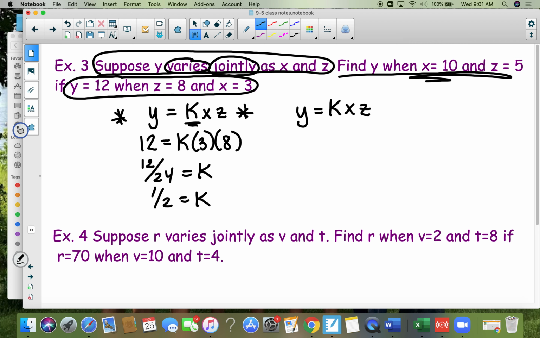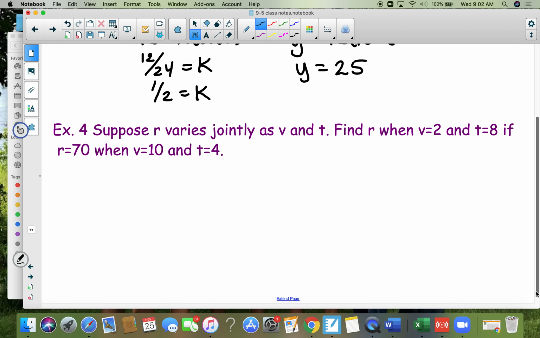Now they ask you to find y in the second one. We already know that k is 1/2. We know that x is 10, and we know that z is 5. 1/2 of 50 is 25. Okay, let's do one more. And I think that's it for notes for part 1.